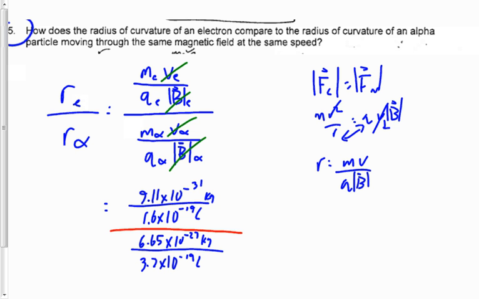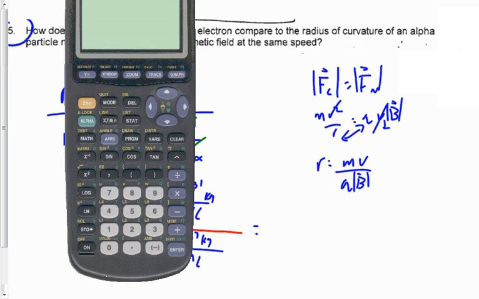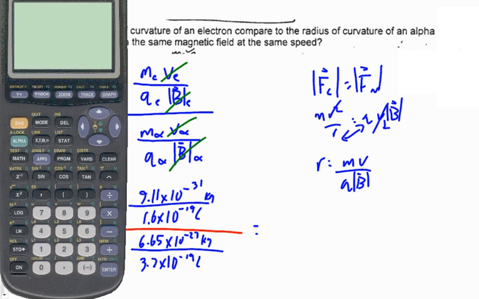So let's get a number on the top. Okay, let's get a number on the bottom. And when we do that, let's see what we get here, okay? Let's pull out the calculator and see what we get, since my answer didn't show up on my answer sheet. Let's say 9.11 times 10 to the minus 31, divided by 1.6 times 10 to the minus 19.